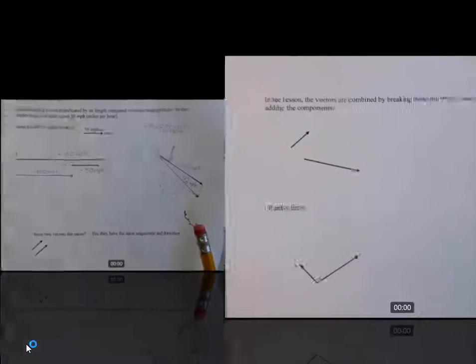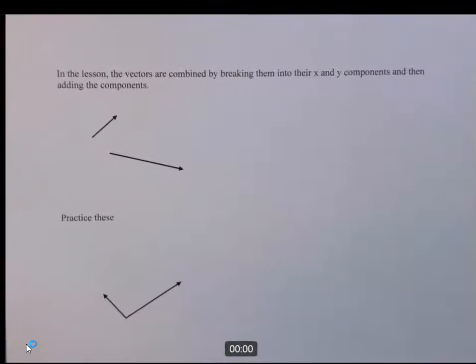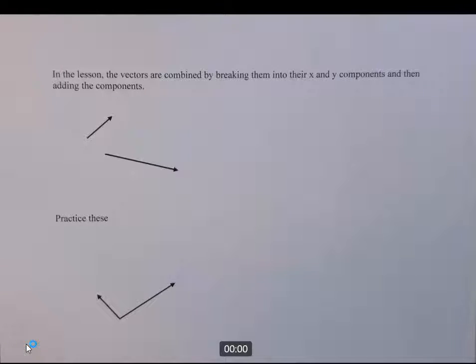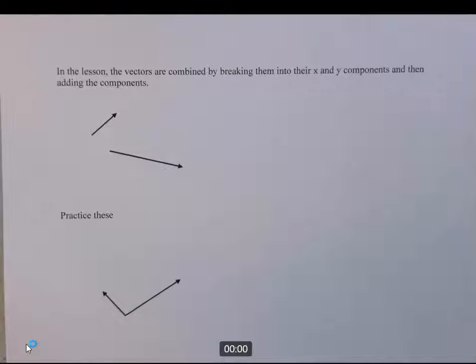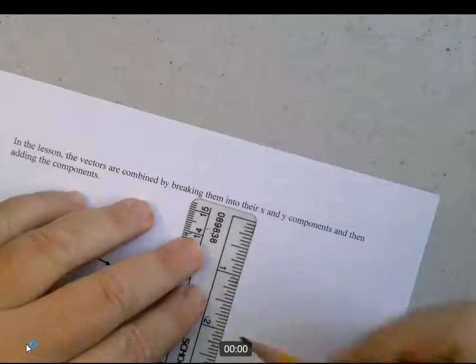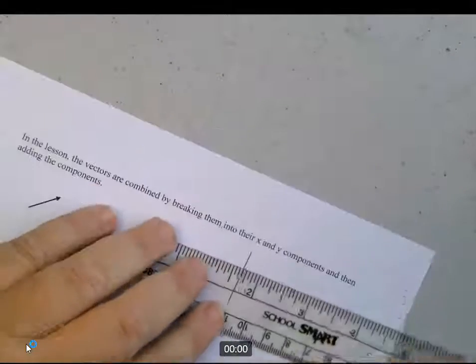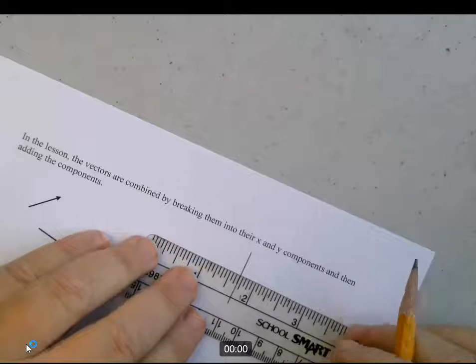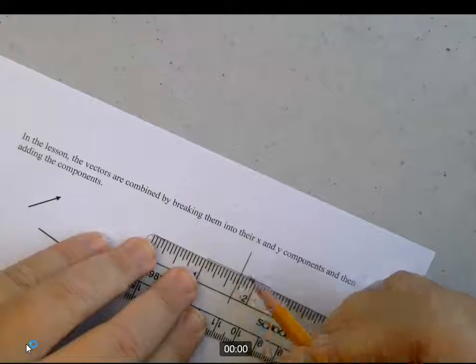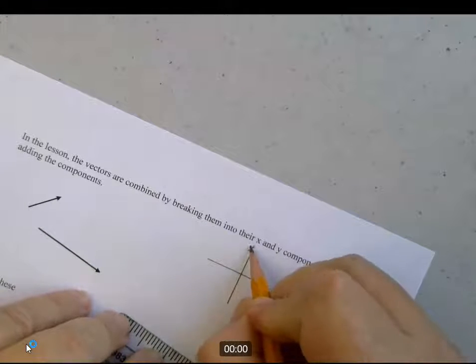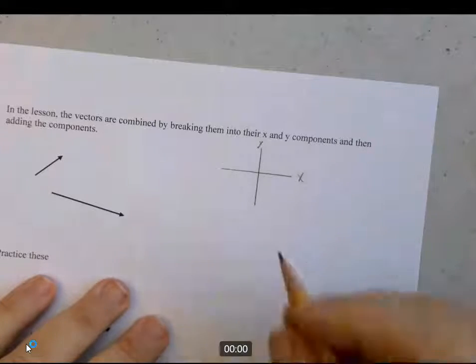All right, so in this lesson, the vectors are combined by breaking them into their x and y components and then adding the components. So what we're going to do is just remember that the y-axis goes up and down, and the x-axis goes horizontally. So this is the x-axis, this is the y-axis right there.